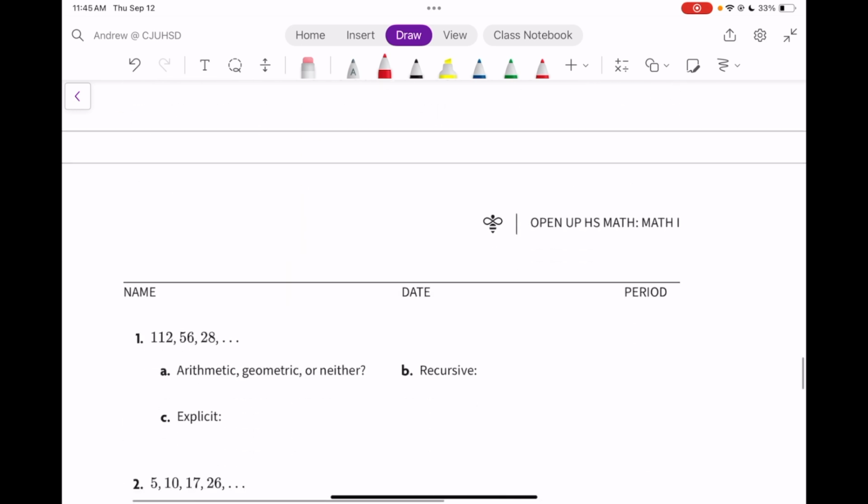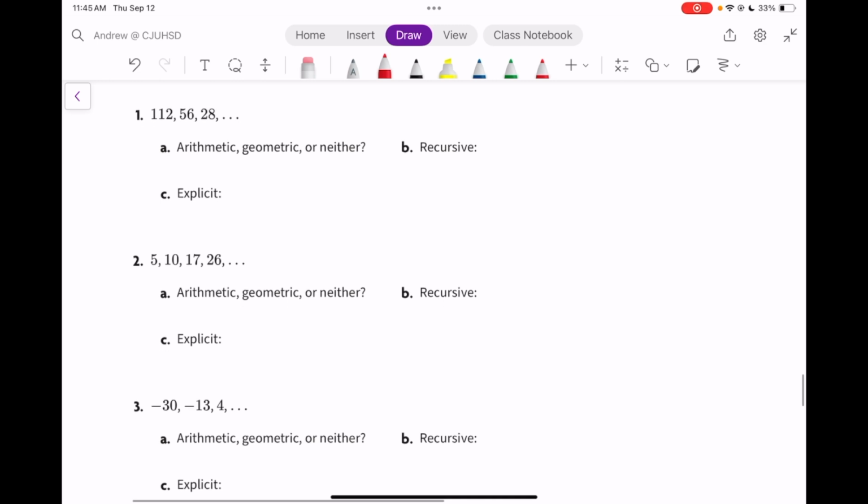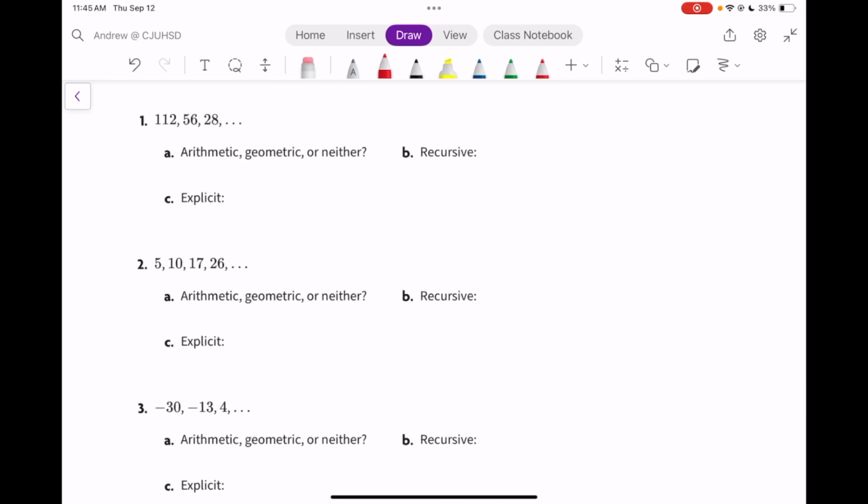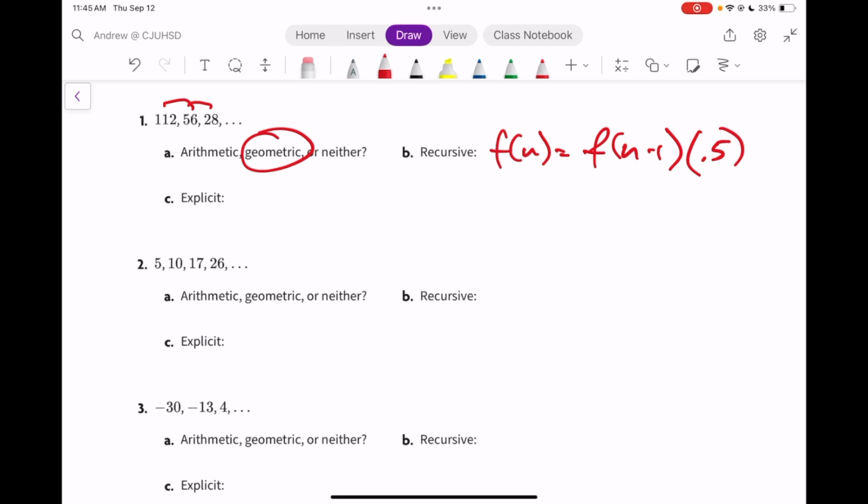In our retrieval section, we're just remembering this stuff, looking at this stuff again. Analyze from term to term how you're changing. This one is geometric. You're dividing by 2. Therefore, the recursive f of n is f of n minus 1 times, let's say, 0.5. Or let's make it a little more clear. How about we'll put it in parentheses, 0.5. Explicitly, we're starting at 112. We're multiplying by 0.5 to the n minus 1.